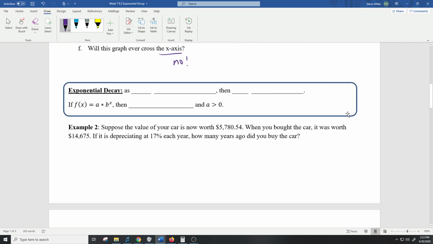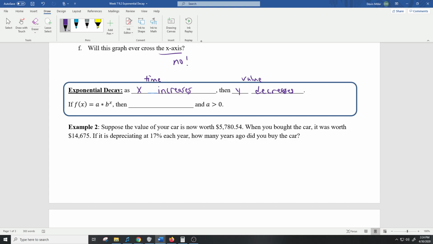All right, the formal definition of exponential decay. As the x values increase, this would be like increasing time on the car one. As we increase time of owning the vehicle, what happens to the y values? This would be your value of the car. The value of the car decreases. So with decay, if we increase the values on the x-axis, the y values decrease.